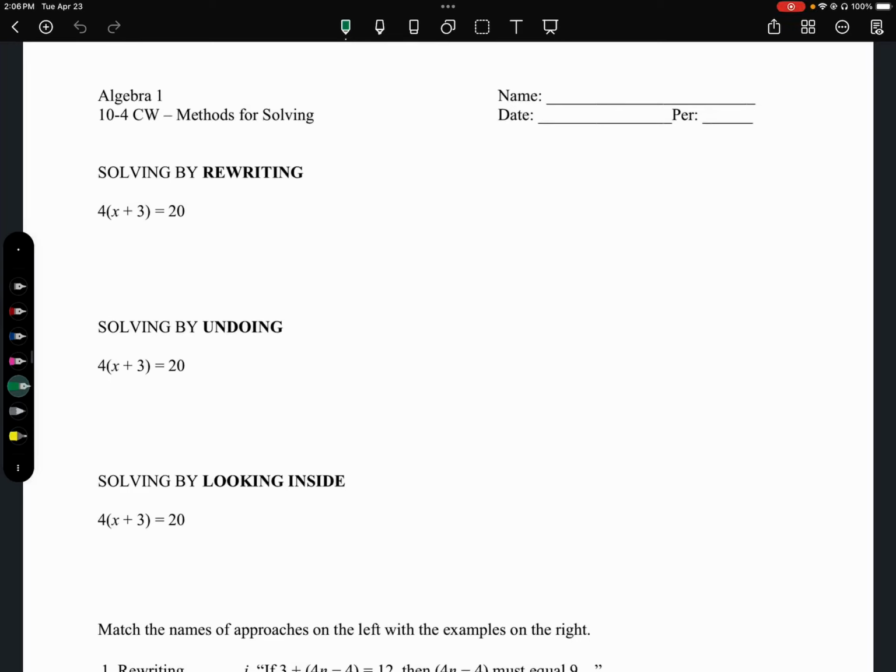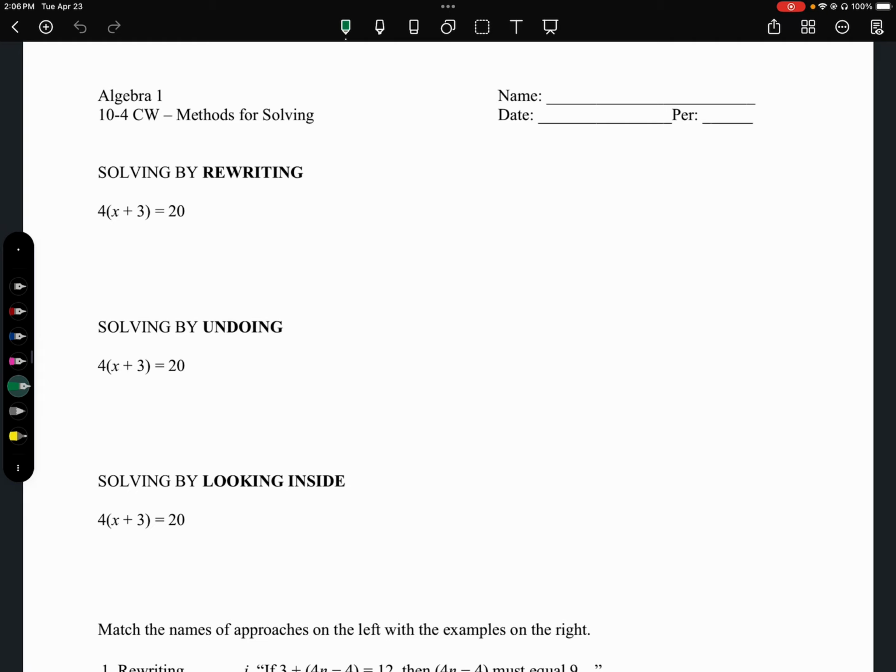This video is over 10-4. We're going to be solving equations, and we're going to be just looking at different methods for solving. All of these equations we have solved at some point this year. We're just looking at what is the best approach and what is the most efficient way of solving.